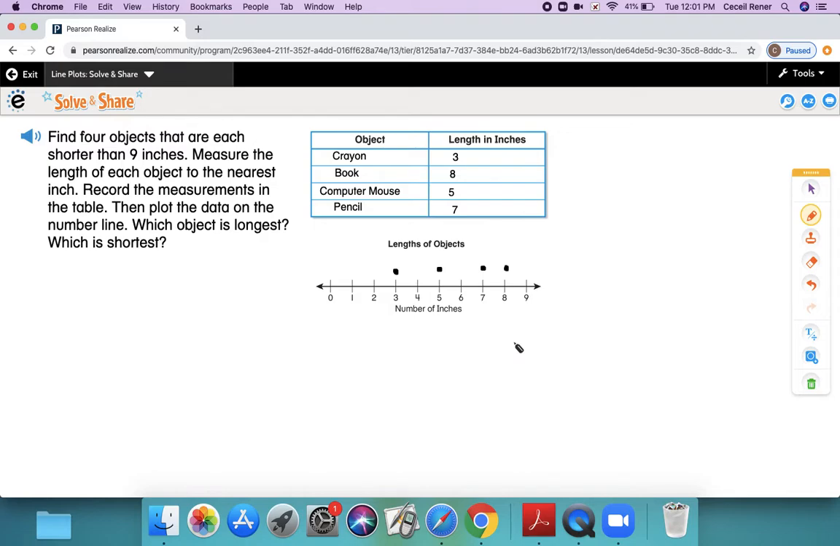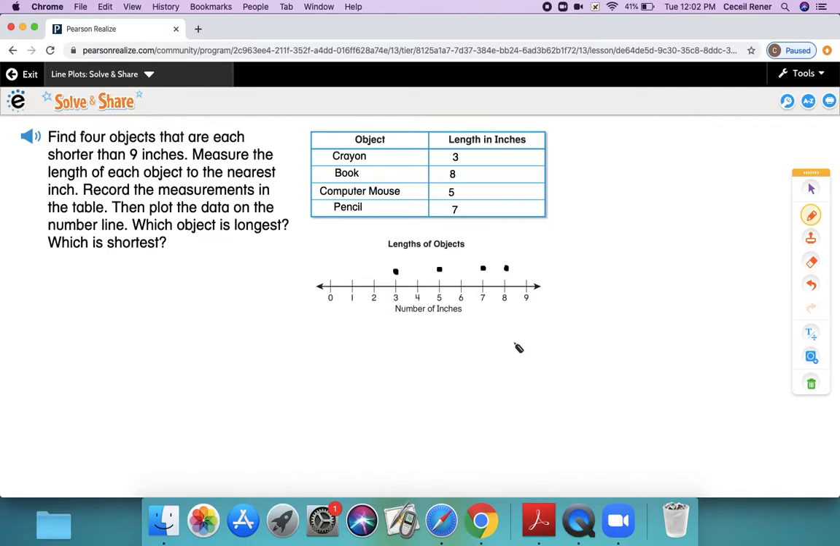Now, let's talk about what we're going to do here. What is the longest object on my line plot? Oh, it's my book. And we could tell that because it's on the farthest right of my line plot. It's all the way on the right. What is the shortest object on my line plot? It would be the crayon because it's on the farthest left.